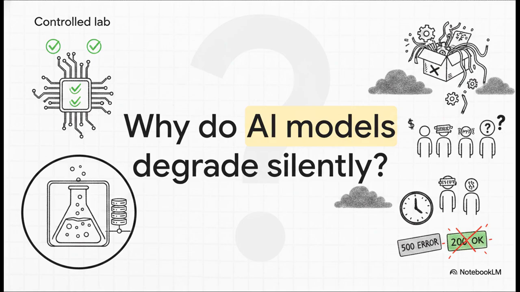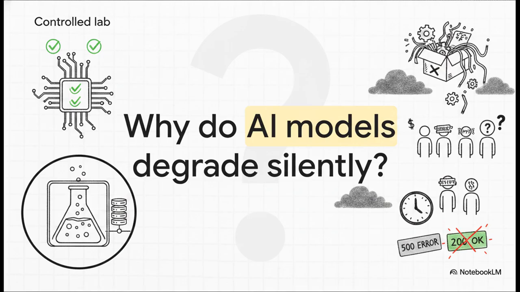So why do AI models just silently degrade? What's really fascinating about this question is how perfectly it highlights the stark contrast between a nice, controlled lab where everything works flawlessly and the chaotic real world where unmonitored AI can quietly, completely ruin your user experience.